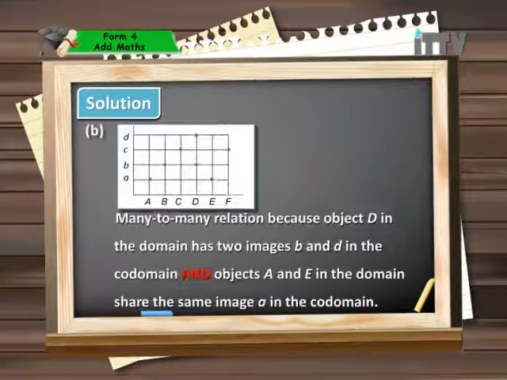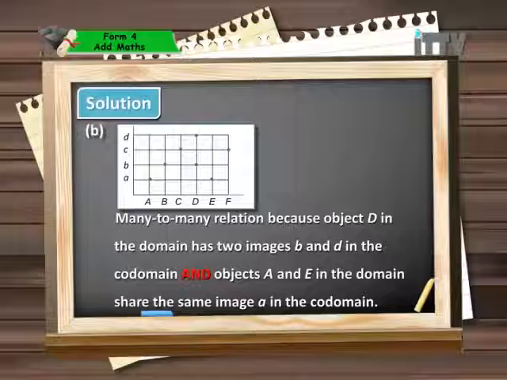In part B, we have a graph which shows a many-to-many relation because object D in the domain has 2 images, B and D, in the codomain, and objects A and E in the domain share the same image A in the codomain. Do take note of a few things, viewers, to help you understand clearly. The values according to the x-axis refer to the objects, meaning to say all the values in the domain, while the y-coordinates refer to the values in the codomain or values of the images.